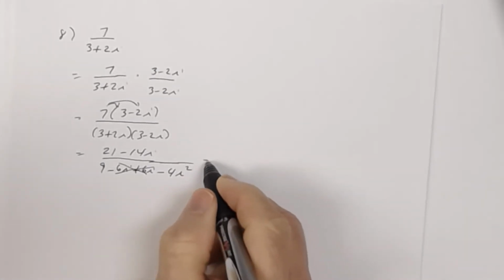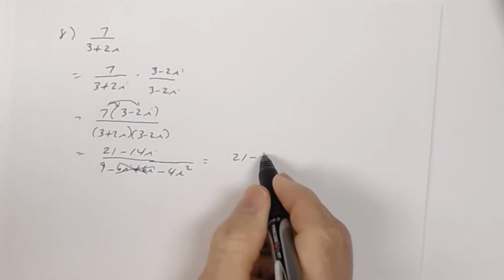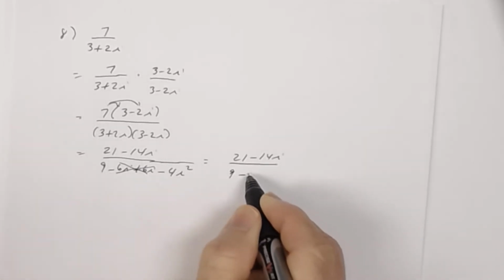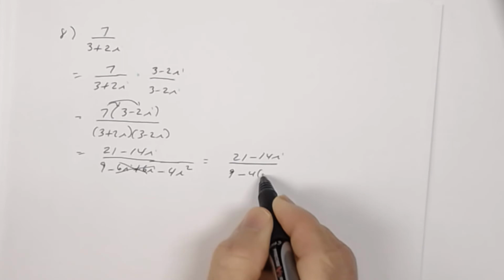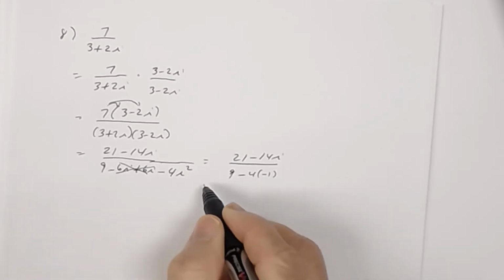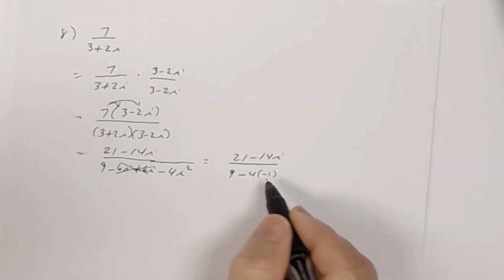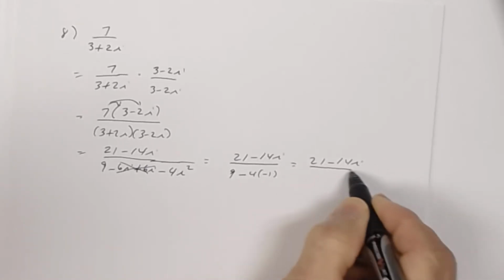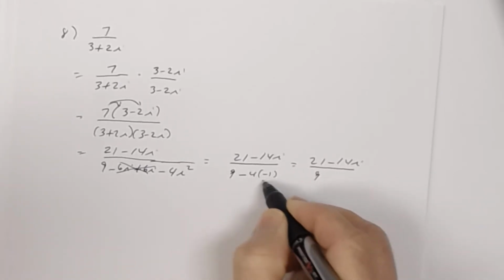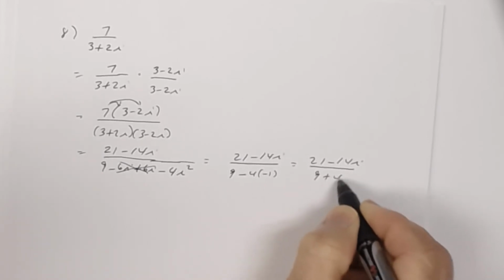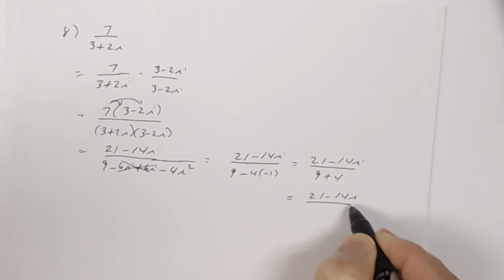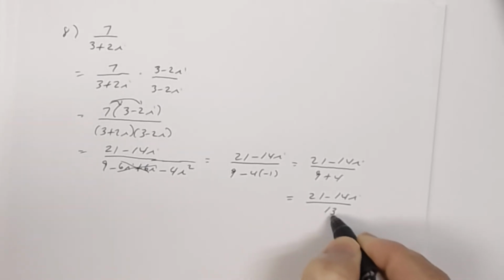And so now what I have is this. I have 21 minus 14i divided by 9 minus, and then 4 times a negative 1, because remember, i squared is equal to a negative 1. So I get 21 minus 14i divided by 9, a negative 4 times a negative 1 is a positive 4. And so I get 21 minus 14i divided by, and then 9 plus 4 is 13.